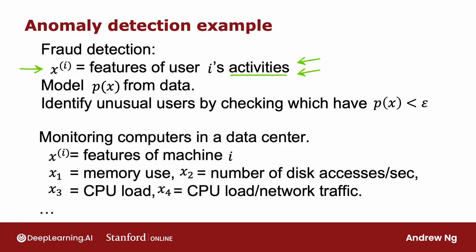It is also used to monitor computers in clusters and in data centers, where Xi are the features of a certain machine i, such as memory usage, the number of disk accesses per second, and CPU load. Features can also be ratios, such as the ratio of CPU load to network traffic. Then if ever a specific computer behaves very differently than other computers, it might be worth taking a look at that computer to see if something is wrong with it, such as a hard disk failure or network card failure, or if maybe it has been hacked into.